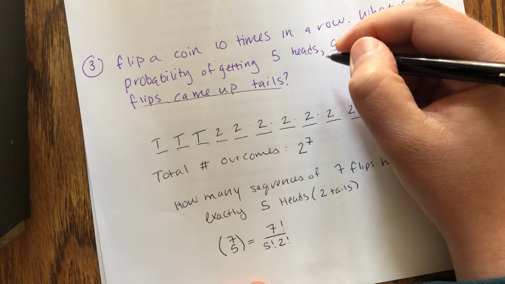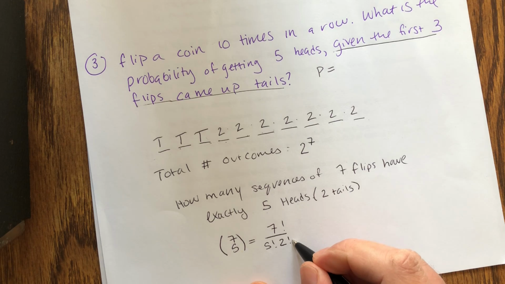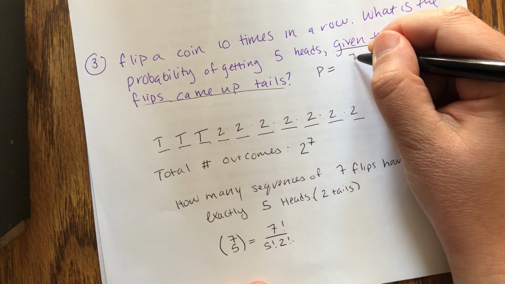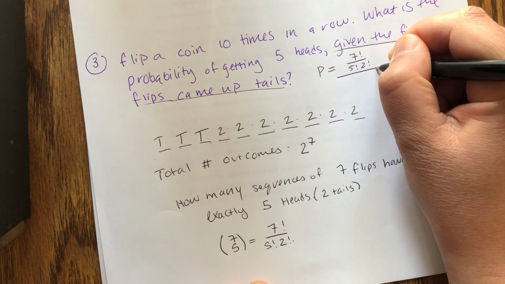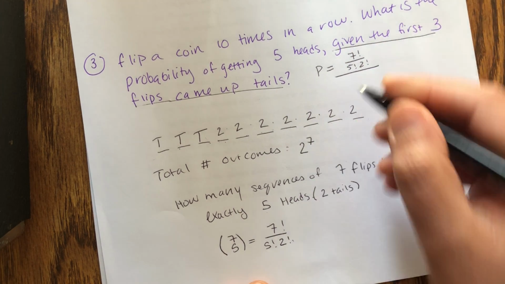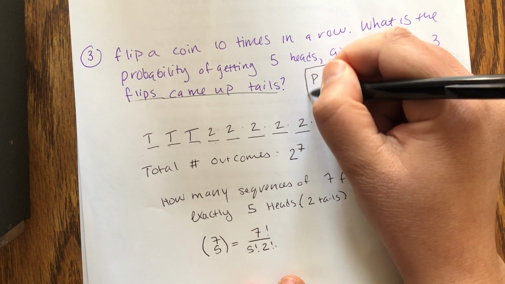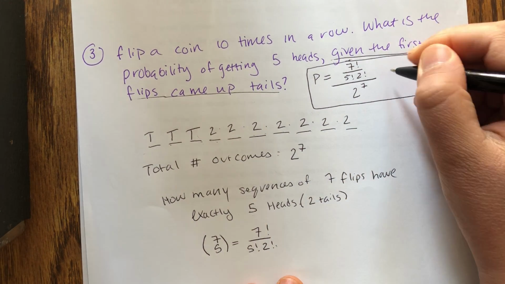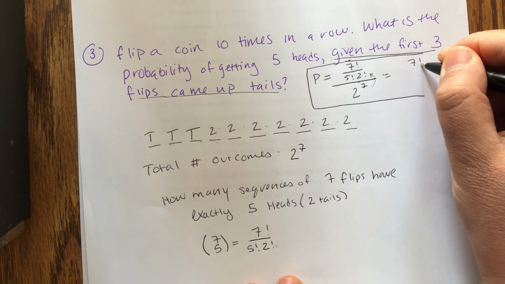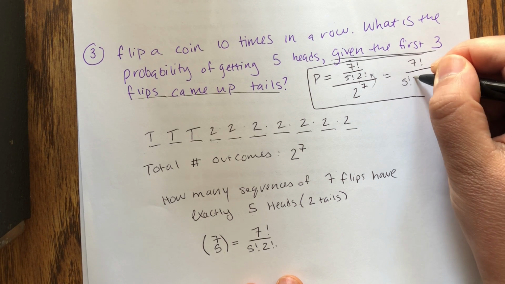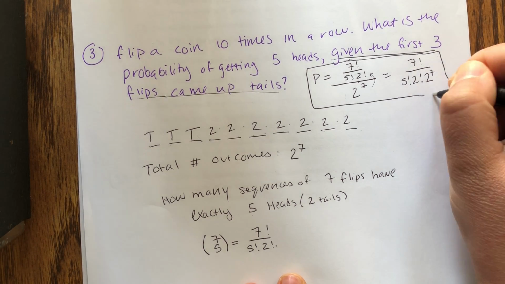So this probability is going to end up being equal to the total number of favorable outcomes that we found down here, 7 factorial over 5 factorial times 2 factorial, divided by the total number of outcomes, 2 to the 7th. That's our probability. Or if you wanted to, you could rewrite this, moving this 2 to the 7 into this denominator as 7 factorial over 5 factorial times 2 factorial times 2 to the 7. That works as well.